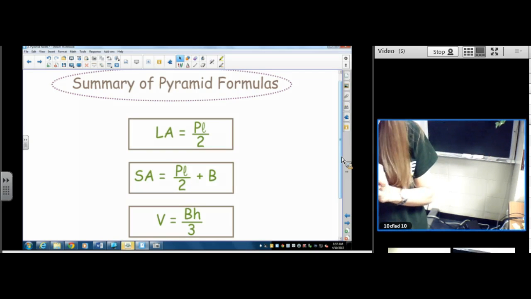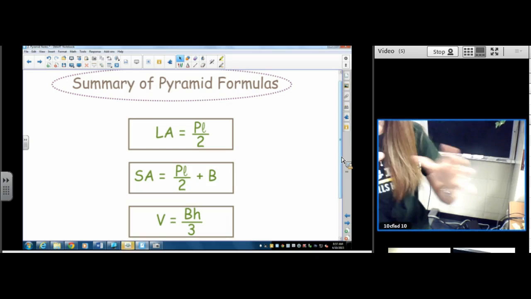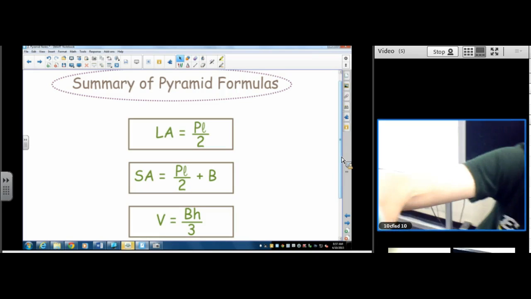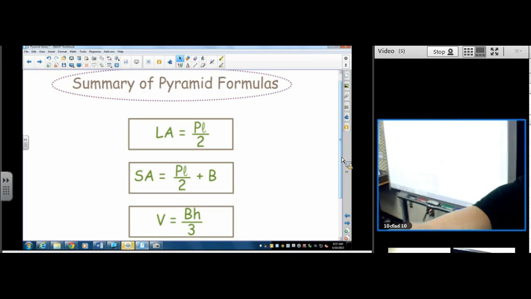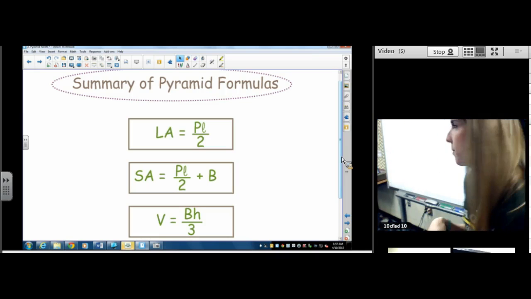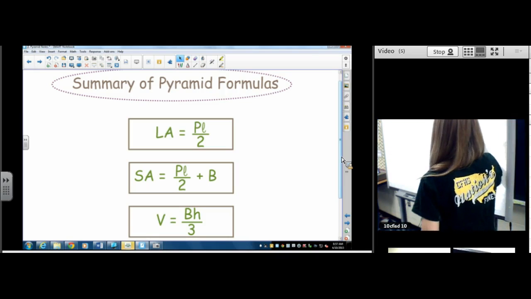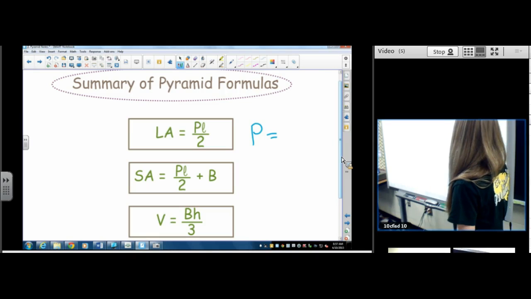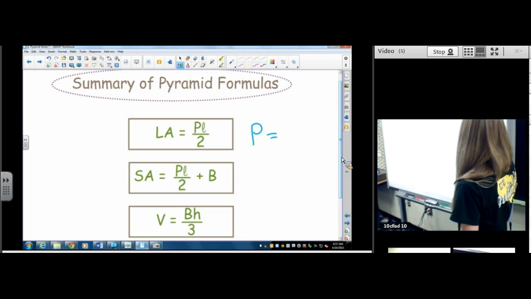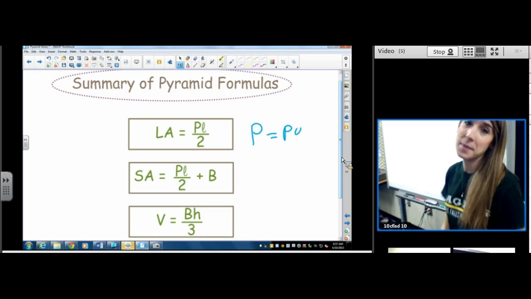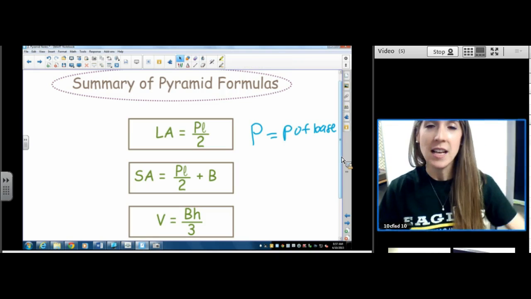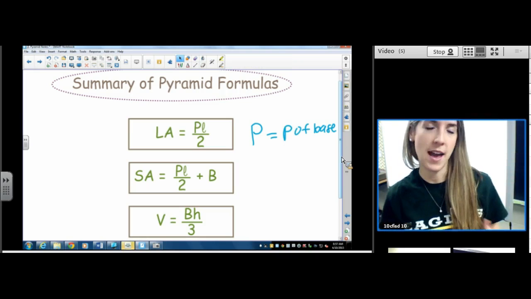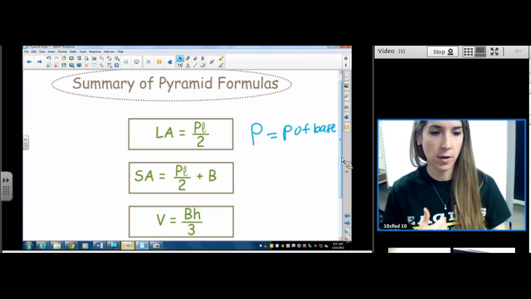Oh, okay, good question. What is the perimeter on a pyramid? Well, capital P stands for perimeter of the base. It always stands for perimeter of the base. Capital P is not perimeter of the 3D figure. It's the perimeter of the base. So I can't answer that question because it's going to depend on what your base is. If your base is a hexagon, it's the perimeter of the hexagon. If your base is a triangle, it's the perimeter of the triangle.